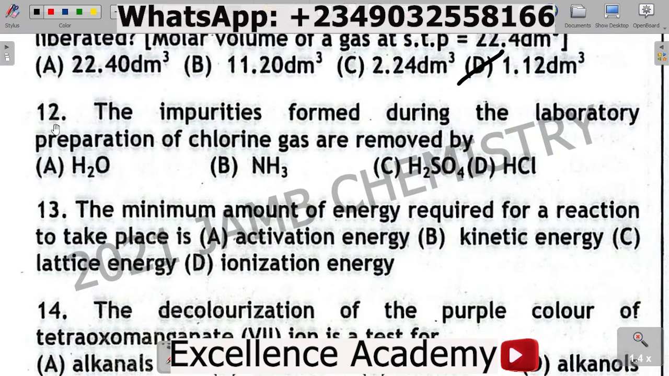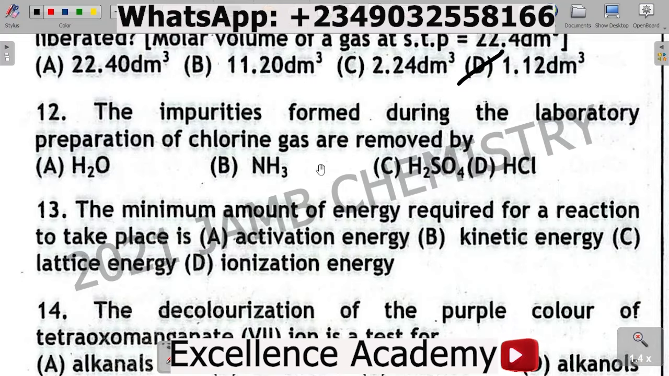All right, question 12. 12 says the impurities formed during the laboratory preparation of chlorine gas are removed by A, water, B, ammonia, C, hydrogen tetraoxosulfate 6, D, hydrochloric acid.